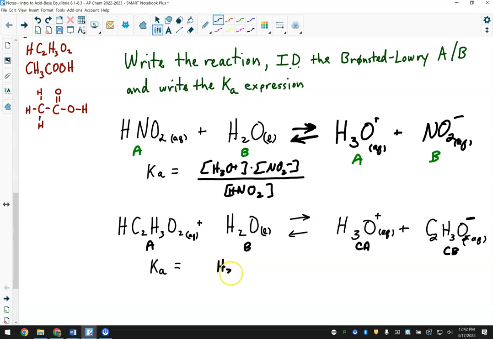So H3O plus times, sometimes the acetate ion is shown as Ac minus, so you don't have to write that whole thing, over HAc, where the Ac is acetate, or you could write the whole thing, C2H3O2. Got it? So this is the form that the equilibrium constants are going to take.